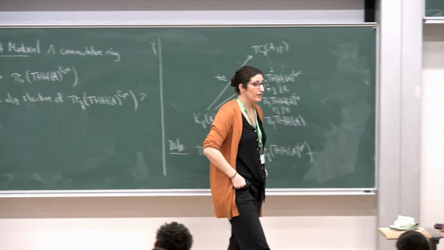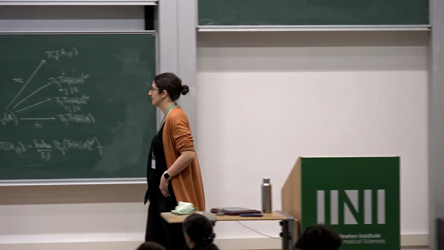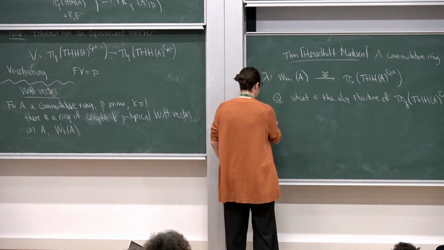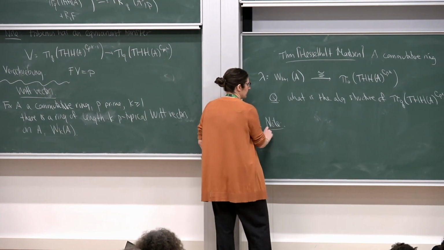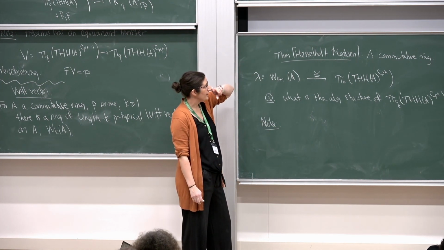And it turns out that they were able to answer that question as well. So they were able to really understand the algebraic structure in this setting as well. And to tell you their answer, I first have to tell you one more thing about the Witt vectors, which is that the Witt vectors have these operators, R, F, and V.